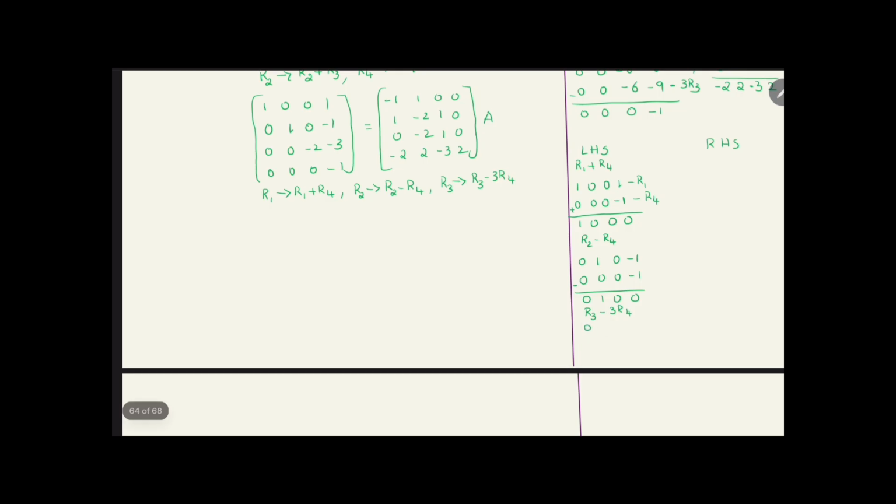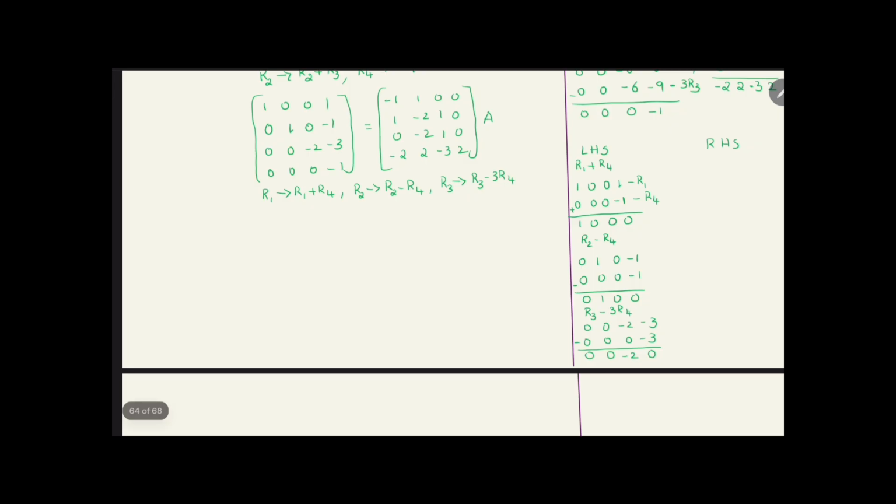It is 0, 0, minus 2, minus 3. Okay, now 3R4. I should multiply the fourth row by 3. That is 0, 0, 0, and it is minus 3. Okay, so I should subtract these two. 0 minus 0, 0 minus 2, and this is 0. Minus 3 minus of minus 3 is 0.